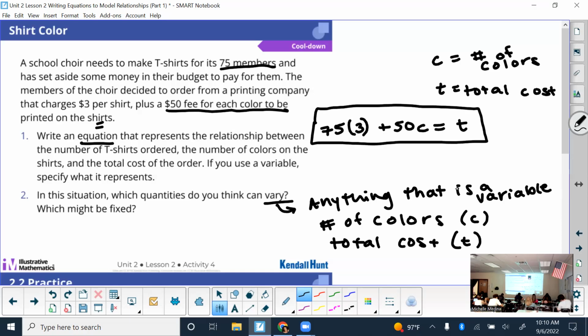So then which items are fixed in our equation? The number of members. Now, my first hour I said that the number of members could be variable, because maybe some people can quit. That is a true statement. But it's technically fixed. They said that they have 75 members, so we're going to go with that. What else is fixed?